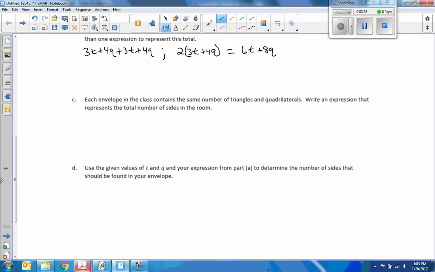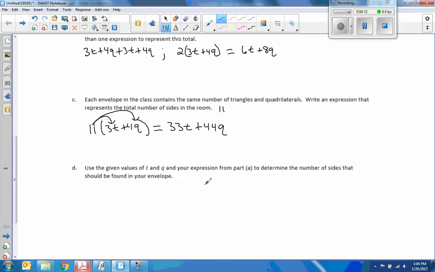Part C says each envelope in the class contains the same number of triangles and quadrilaterals. Write an expression that represents the total number of sides in the room. So, period 1, you have 11 students in your room. So that would be 11 times 3t plus 4q. And then when I distribute, 11 times 3t is 33t. 11 times 4q is plus 44q.